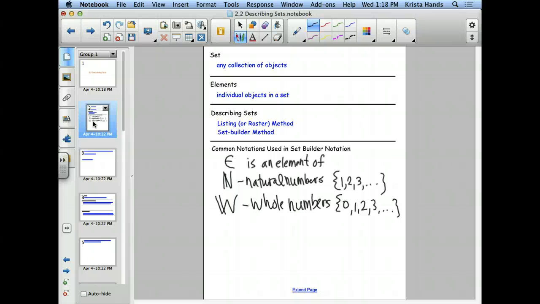Negatives get included next. Now, this is a Z. These are the integers. So we get the whole numbers, 0, 1, 2, 3, 4, and now we get their opposites, the negatives. So I'm going to put the dot, dot, dots here, and then I'm going to do -3, -2, -1, 0, 1, 2, 3. And additional numbers from what we had before.